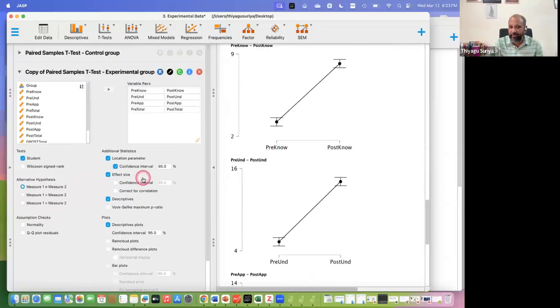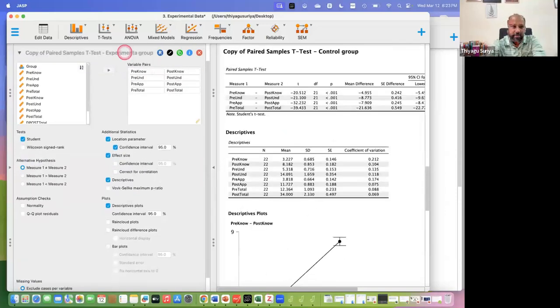Okay, so now we have covered all three: the independent sample t-test, the dependent sample t-test, as well as the one sample t-test. Any doubts about these three things? Independent, paired sample, and one sample. Any doubts? No, sir. Right.